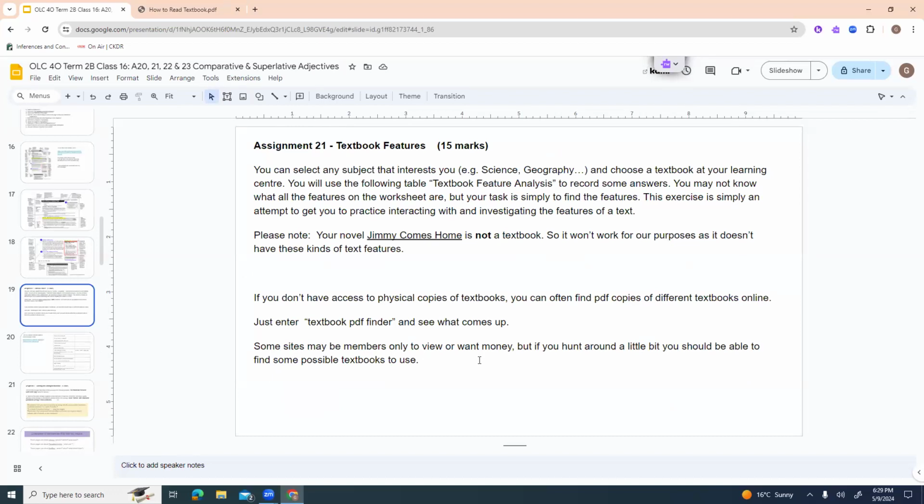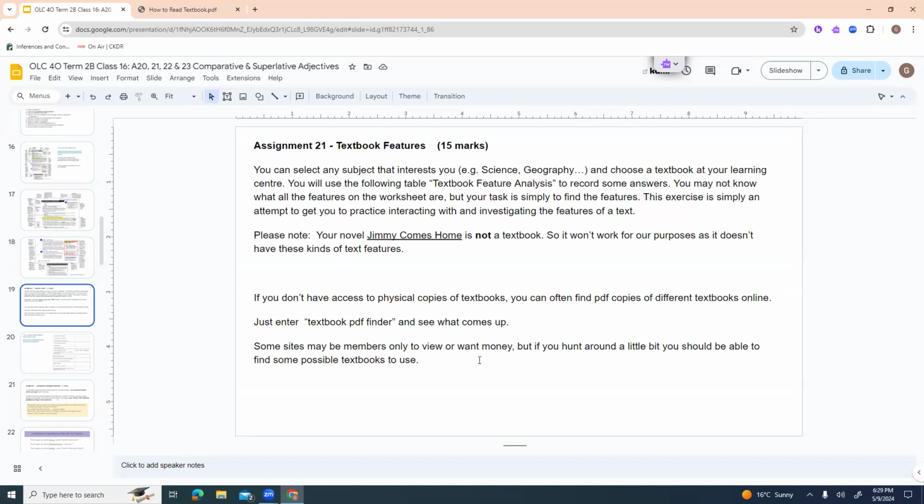This is just to get you used to interacting with and knowing how to use the features. Please note, Jimmy Comes Home is not really a textbook, it's a novel. So it doesn't have any of the features we're looking for, so you can't really use it for this particular assignment, okay? If you don't have access to physical copies of textbooks, you can often find PDF copies online.